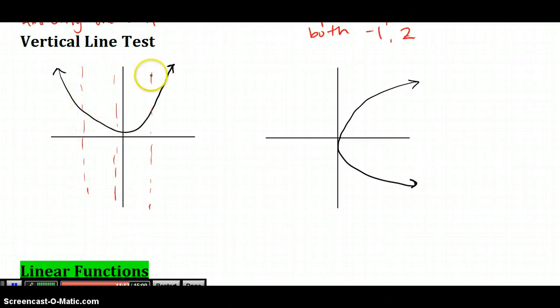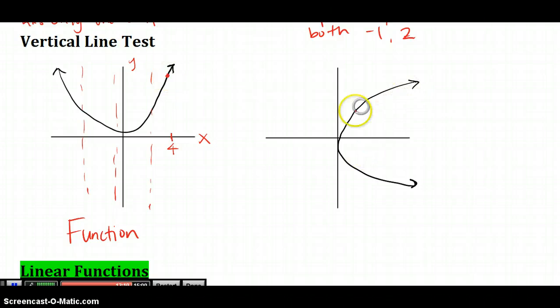Here I draw a line. No matter where I draw a vertical line, it's only going to touch once. Then this is a function. And it's the same reason, because every input only has one output. For example, let's just say this was where x equaled 4. Up here, there's only one value for 4. My input, my x, only has one output.